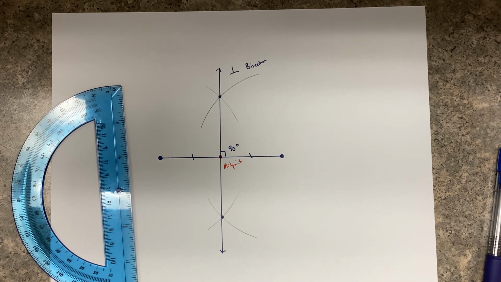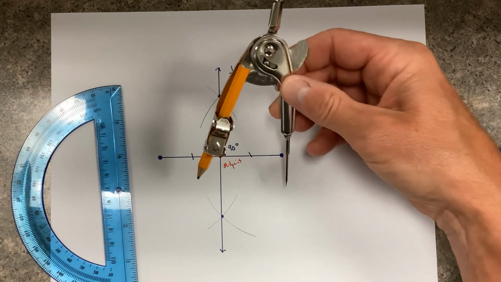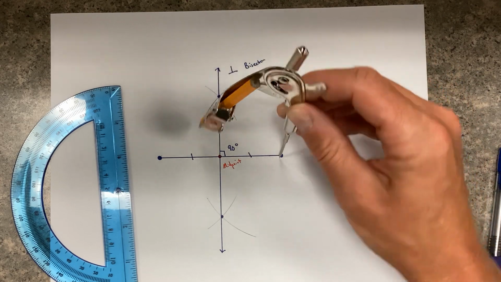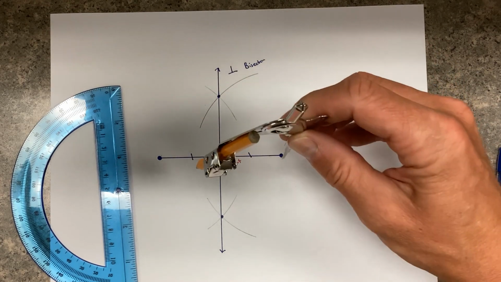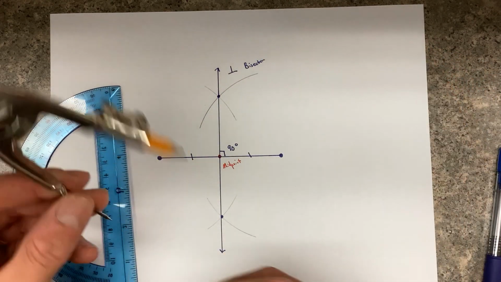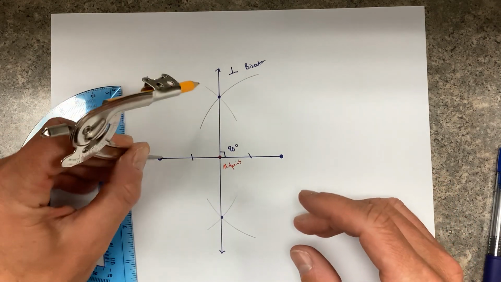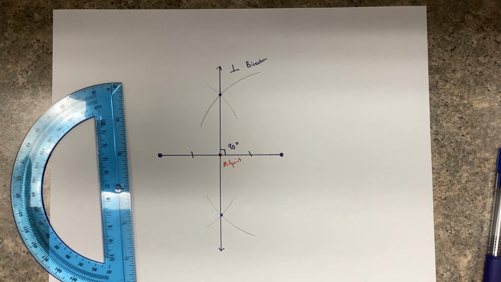So that's how you do it. That is the most basic steps on how you find a perpendicular bisector to a line segment. Take it more than halfway, make a tick mark above and below. Same distance, above and below, and connect.